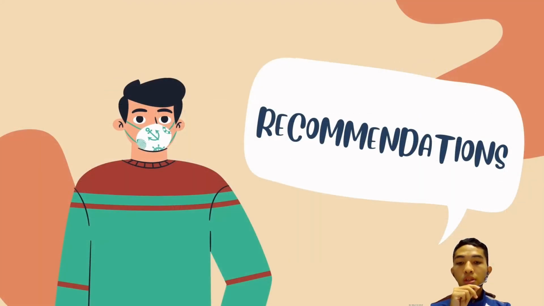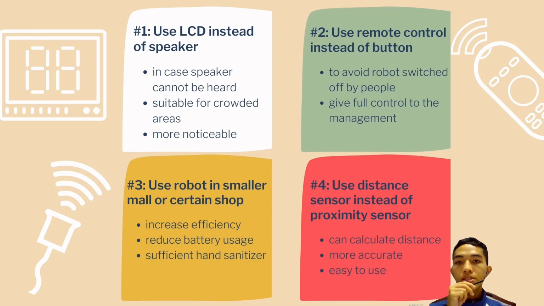Now onto the recommendation for future work. First, we suggest to use LCD instead of speaker. Why? Based on the previous result we had, we noticed that the speaker isn't loud enough. So if we are to use the robot in a mall, which is usually crowded by people, we think that it is more suitable to use the LCD, which is more noticeable to the people around.